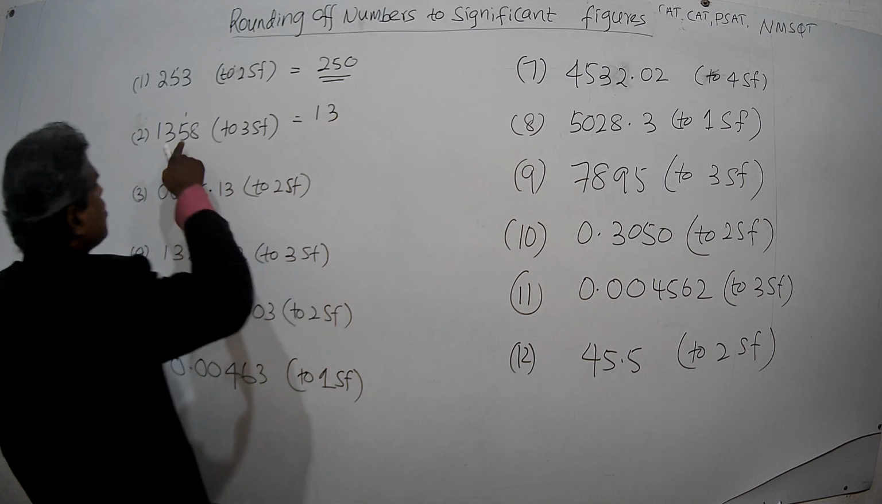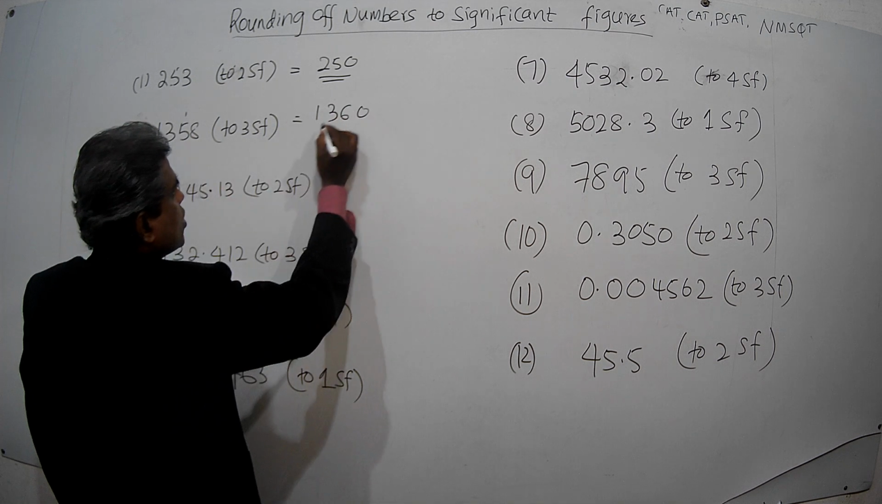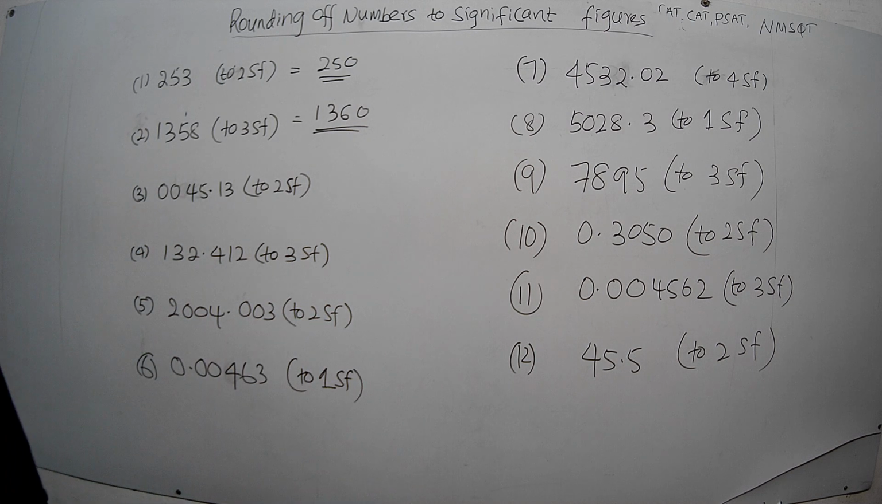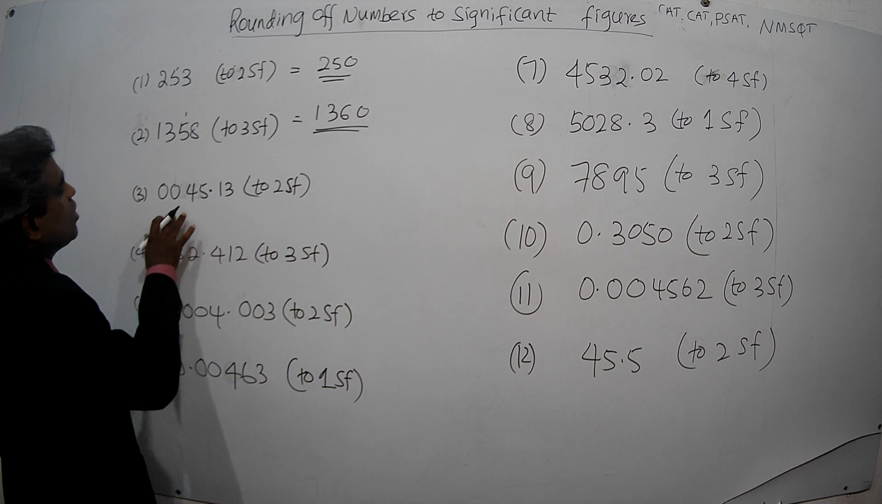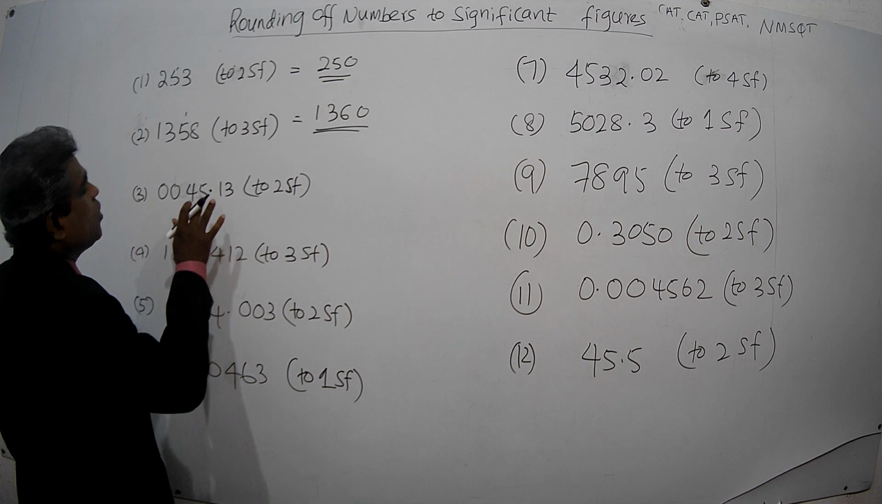1000, 3, then 5 becomes 6 and 8 becomes 0. This is the answer for the second one, where it is rounded off to three significant figures. Right now, the third one is 0.00450 (0.0045).